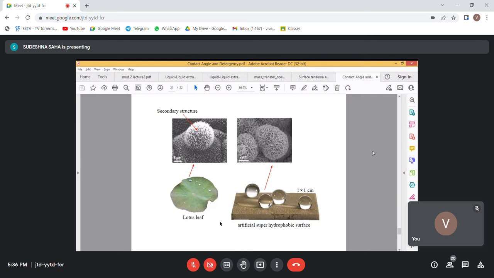And this is the lotus leaf, which is naturally present and super hydrophobic in nature. On artificial superhydrophobic surfaces, if you put a water drop on top, you will see this kind of spherical shape. And with a minimal amount of tilting, you will see that it rolls off.